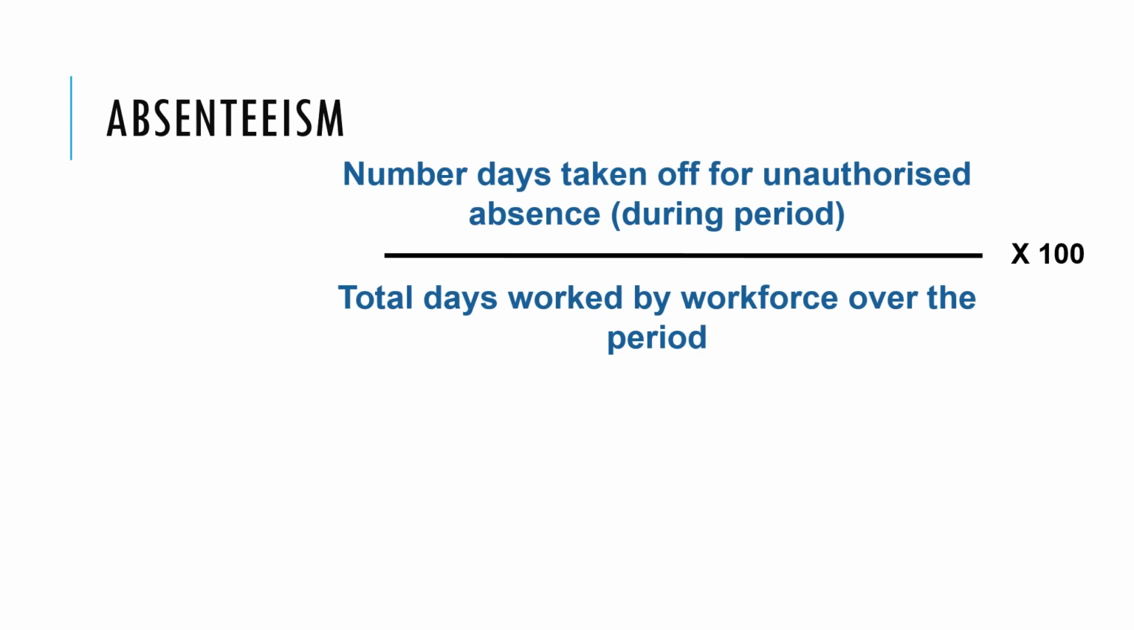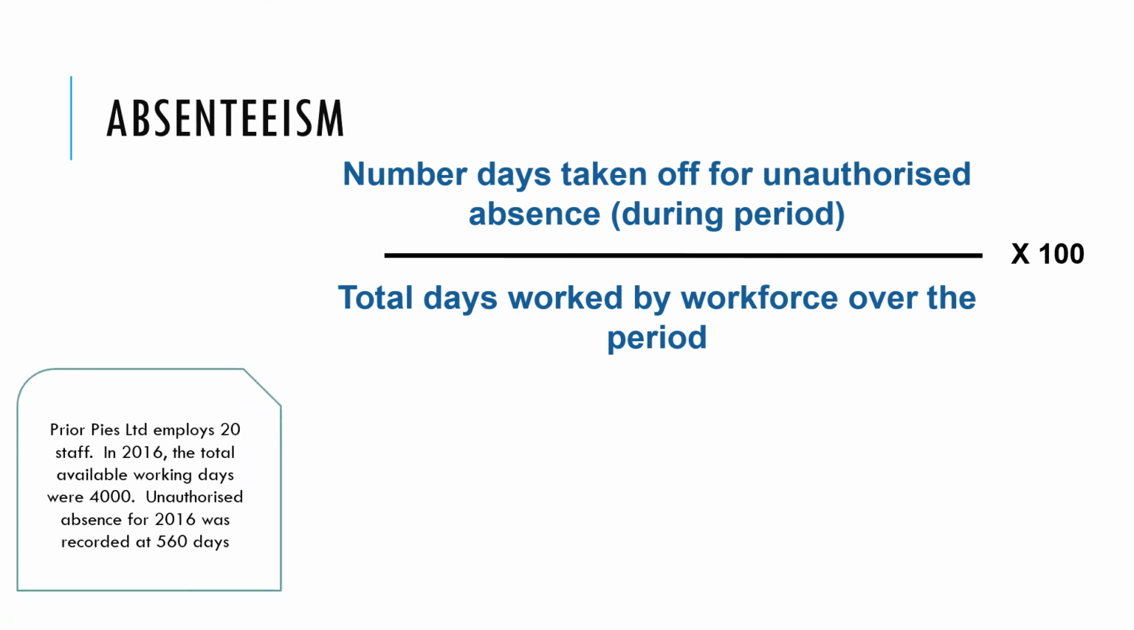Now, there is a slightly different way that we can calculate absenteeism. Rather than looking at just the numbers of staff, we can look at it in terms of days. So we can look at the number of days taken off for unauthorized absence during a particular period of time and divide it by the total number of days that should have been worked by the workforce over that period and look at that as a percentage.